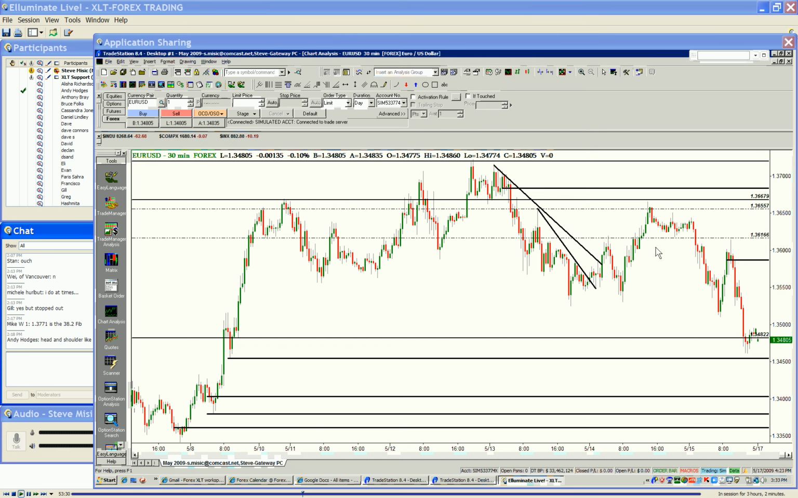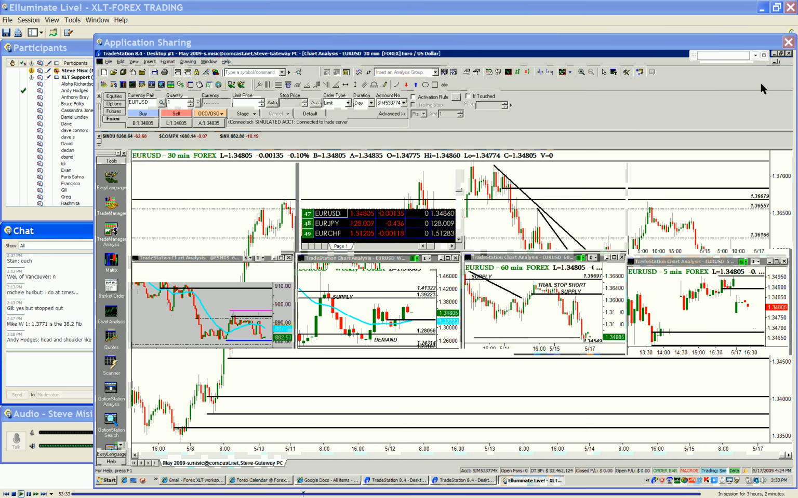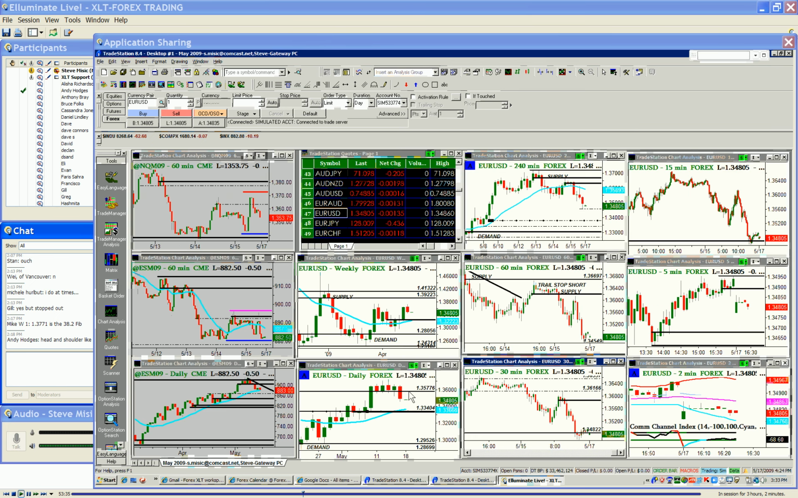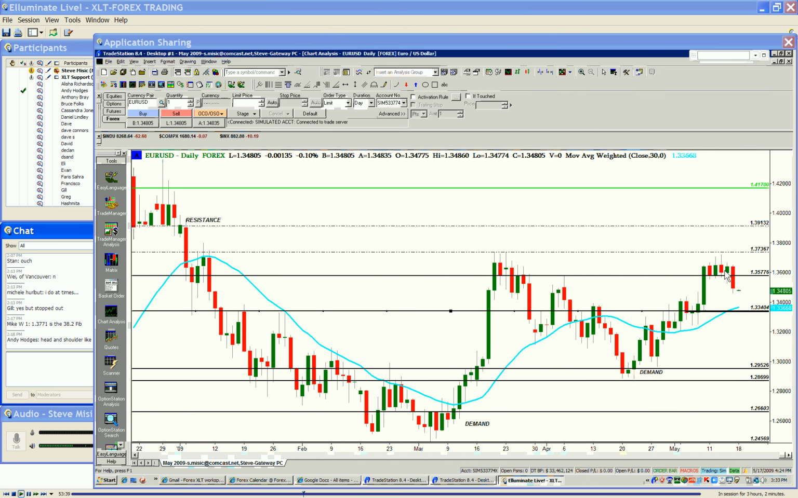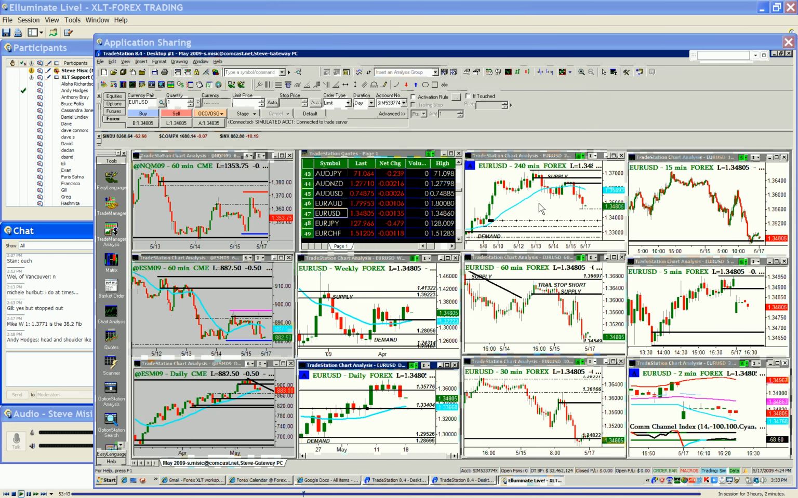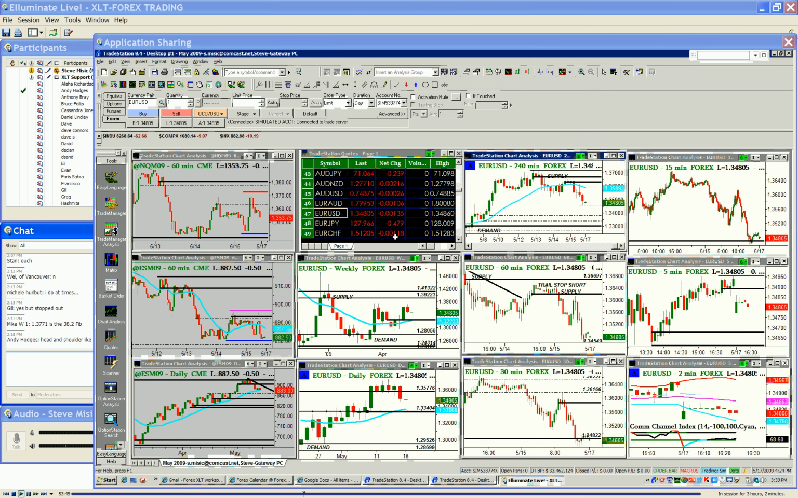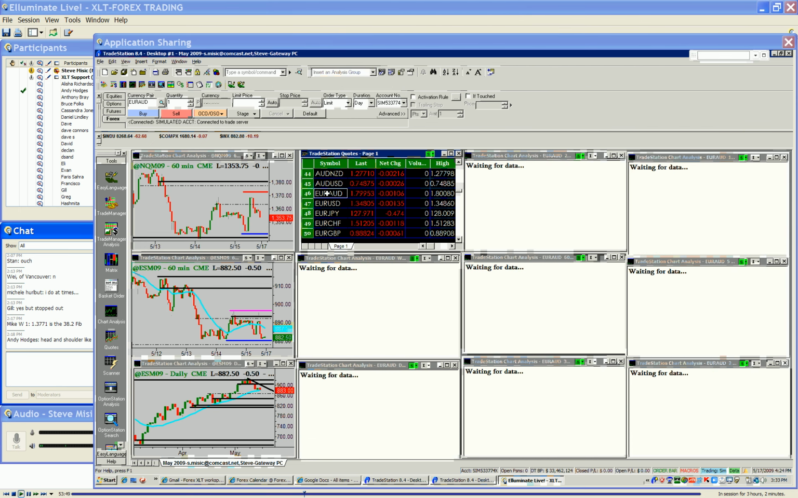Okay, so that's a pretty good summation of where we are with the euro. Definitely a nice supply level above current price that we want to watch out for. Good opportunity to get short euros. Okay. All right, let's move along here.